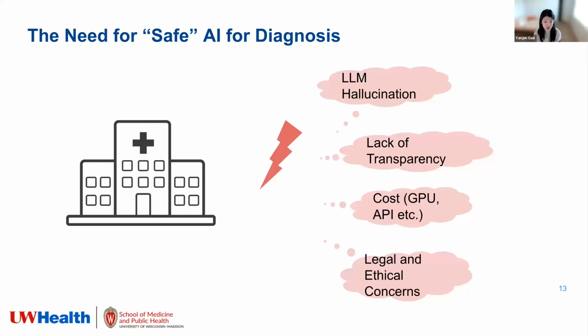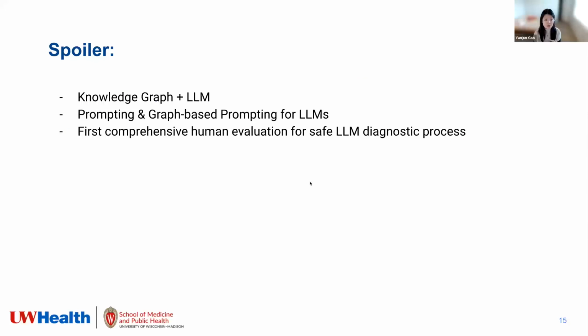And finally, there are also legal and ethical concerns, which I'm not going to step into too much. So our research is mainly focusing on the approach that we can take to create safe AI for diagnosis that takes all these factors into consideration, in particular LLM hallucinations and lack of transparency. That's my main topic that I want to cover today, and I'll give you a little bit of a spoiler about what I'm going to talk about. I'm going to talk about the integration of knowledge graphs with LLMs, and also about prompting and graph-based prompting that allows us to inject knowledge into the LLMs. And finally, I want to talk about the first comprehensive human evaluation for the safe LLM diagnostic process that we developed to encourage future work on safe AI diagnostic decision making.